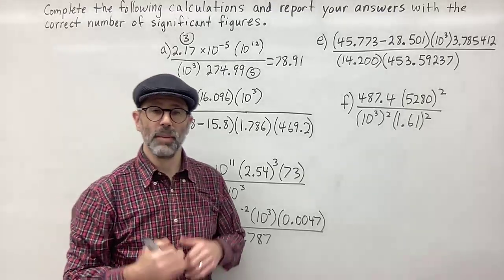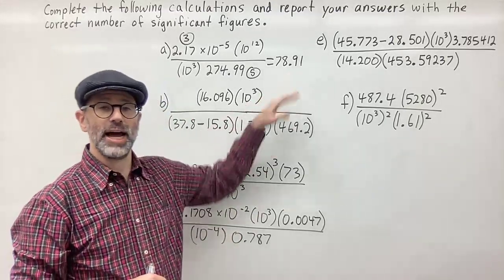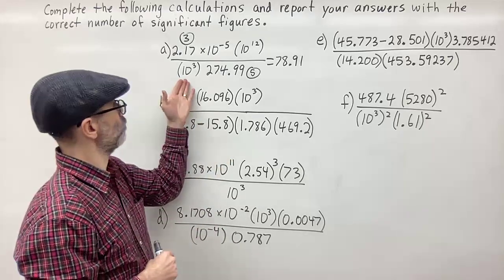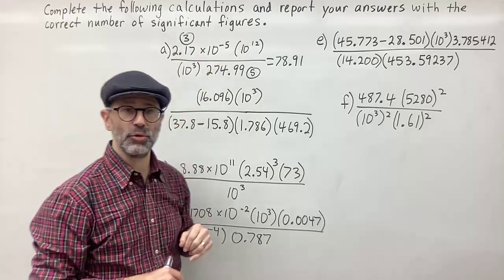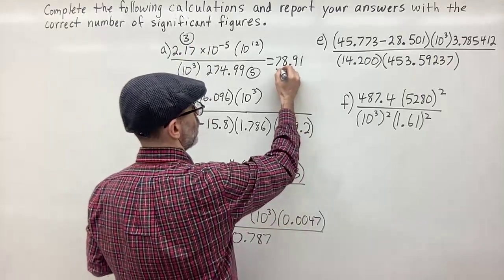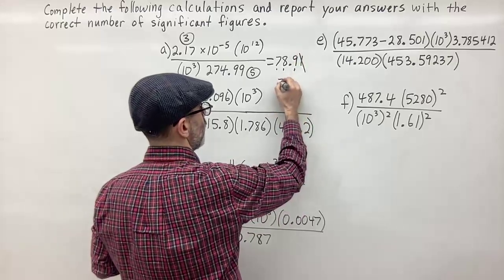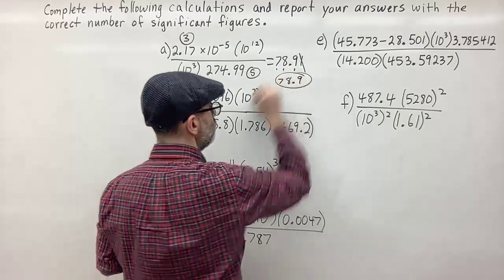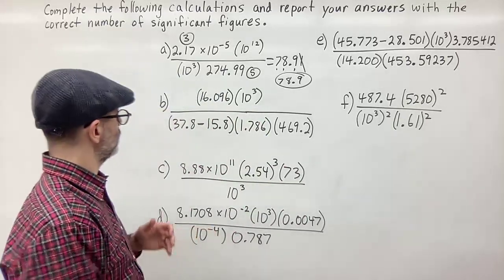The rule when you're multiplying and dividing is that your answer should have the same number of sig figs as the measurement with the least number. So here we have 5, here we have 3, so our answer should only have 3. So we got to keep 1, 2, 3, drop the 1, and so our final answer is 78.9. And that's how it's done, ladies and gentlemen. Let's go on to B.